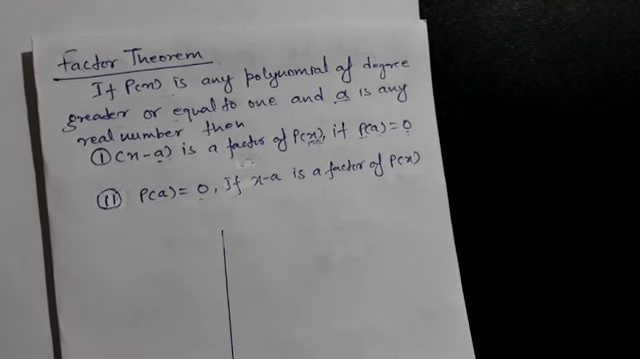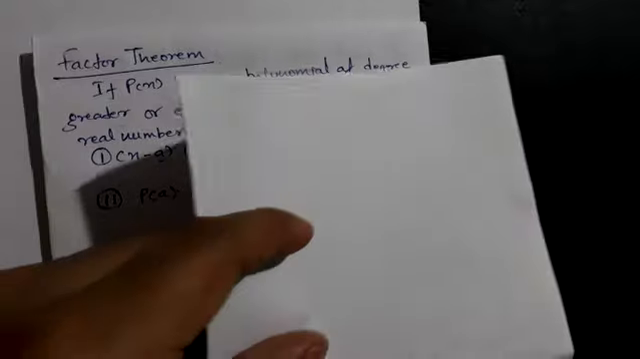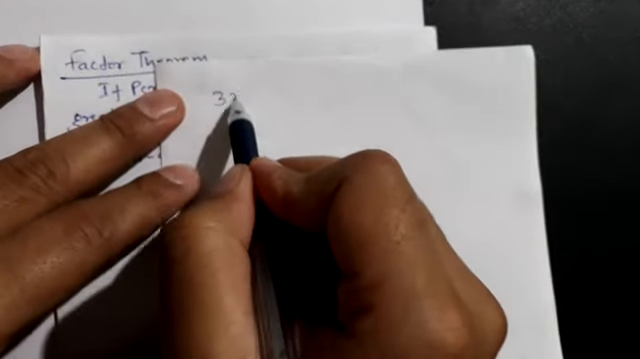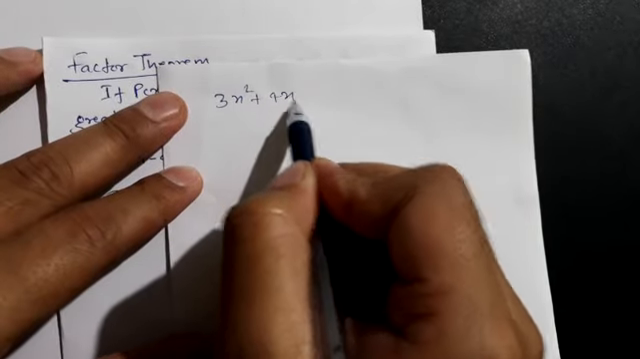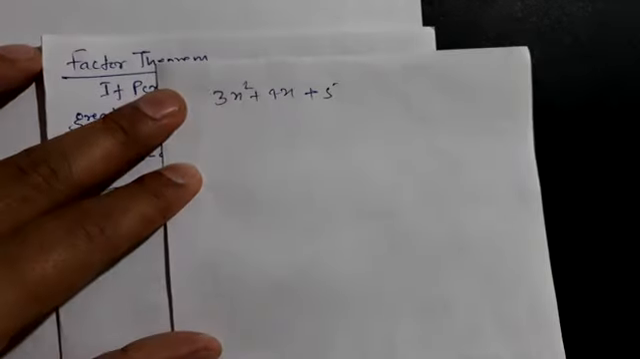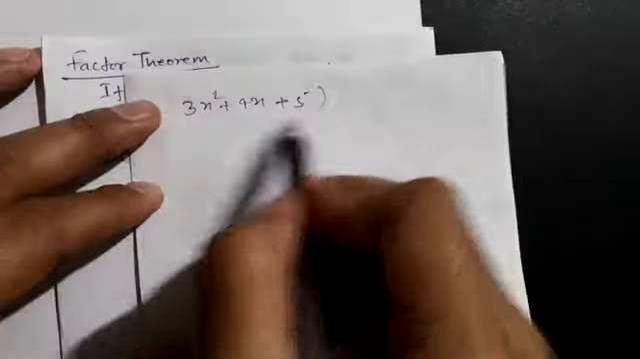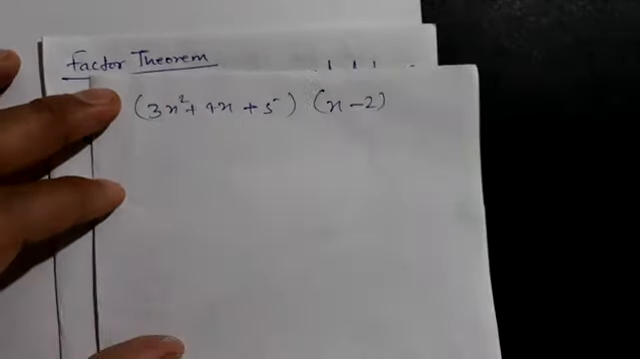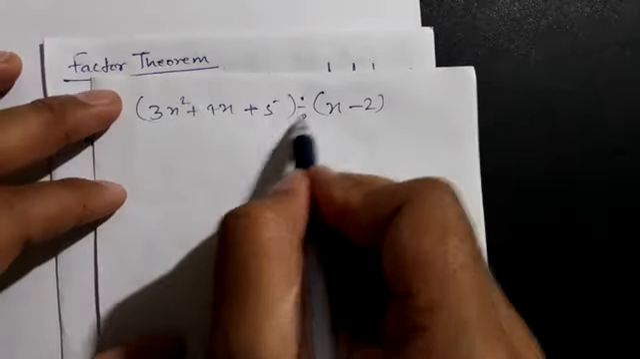So let us try to understand this with the help of an example. Let's suppose we have a polynomial 3x square plus 4x plus 5, and we are dividing this polynomial by x minus 2. We have to find the remainder.